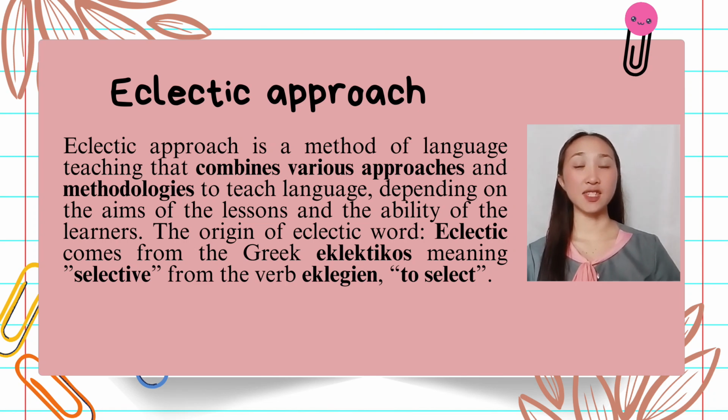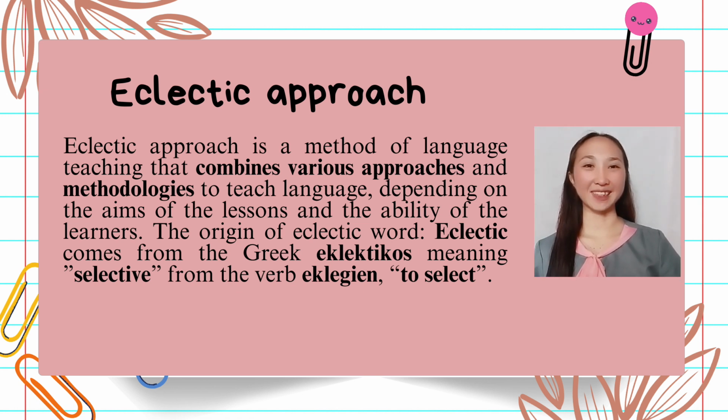Eclectic approach is not a single technique. It is a flexible way of planning and teaching, where the teacher chooses activities and methods based on first, the lesson goal, for example, speaking versus grammar, and second, the learner's level, needs and preferences. For example, the teacher might use a grammar drill for accuracy and a role play for fluency in the same lesson. Eclectic comes from the Greek eklektikos, meaning selective, and from the verb eklegein, meaning to select.